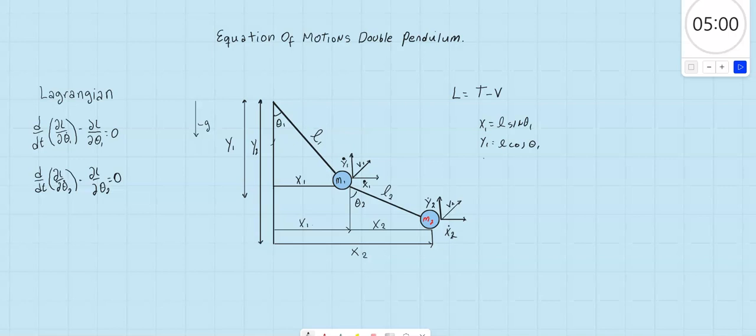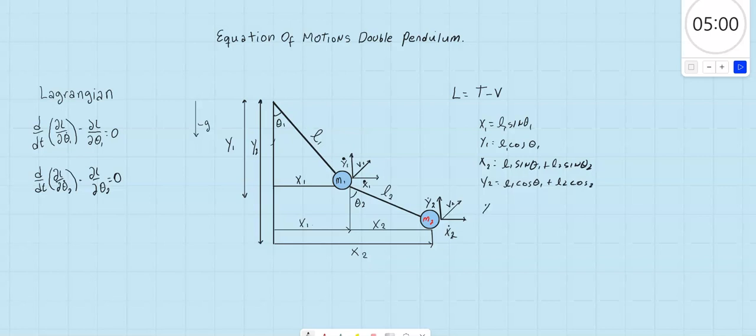Then for my x2, I have to add x1 plus x2, which is L1 sine theta 1 plus L2 sine theta 2. And for my y2, I have to add the same thing, y1 plus y2, so it will be L1 cosine theta 1 plus L2 cosine theta 2.